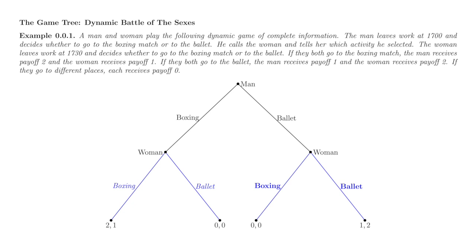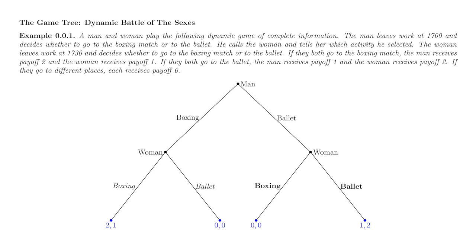Why the distinction? The woman does not select her activity in a vacuum. If the man selects boxing and she selects boxing, she is following him and they go on a date. If the man selects ballet and she selects boxing, they end up at separate places. The blue portion of the tree is the woman's action space conditional on the man selecting boxing. The blue portion of the tree here is the woman's action space conditional on the man selecting ballet.